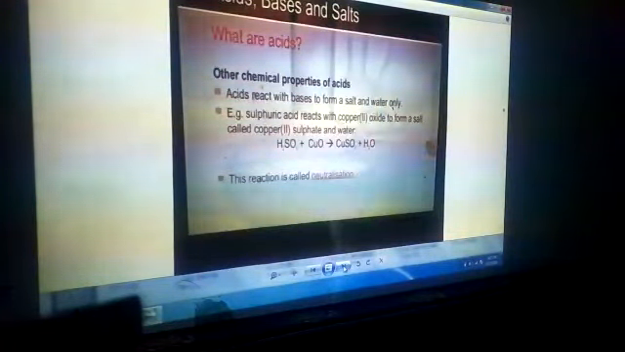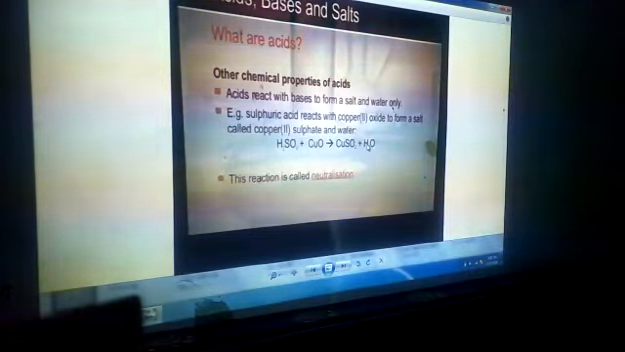Now next, acids react with bases to form salt and water. We learned this with an example. Sulfuric acid, H2SO4, reacts with a metal oxide, that is CuO, copper oxide. It produces a salt, CuSO4, and H2O. This reaction is also called a neutralization reaction.